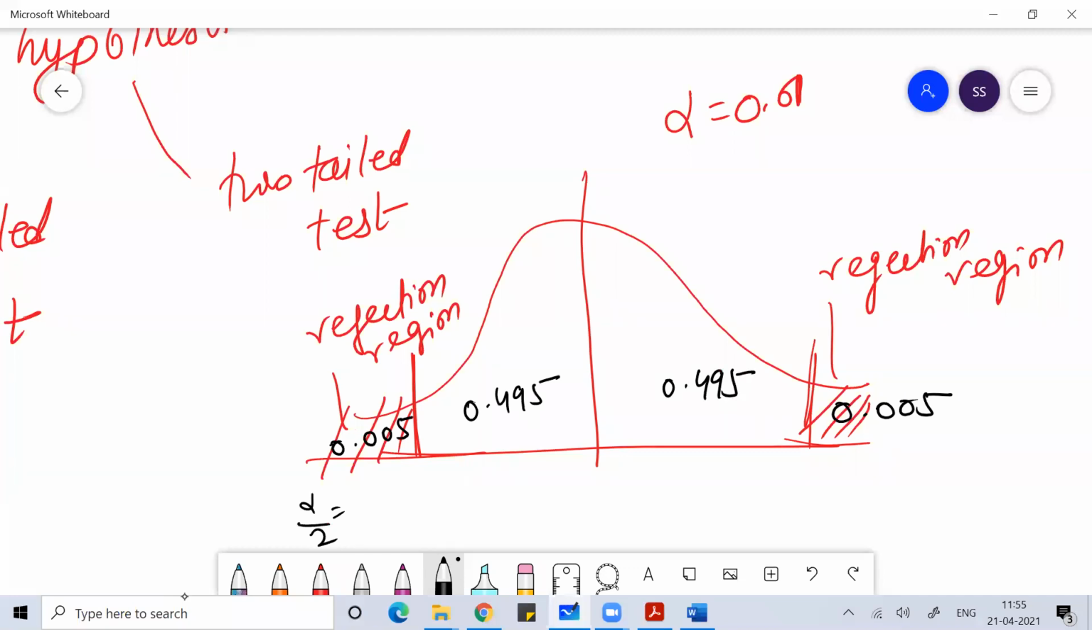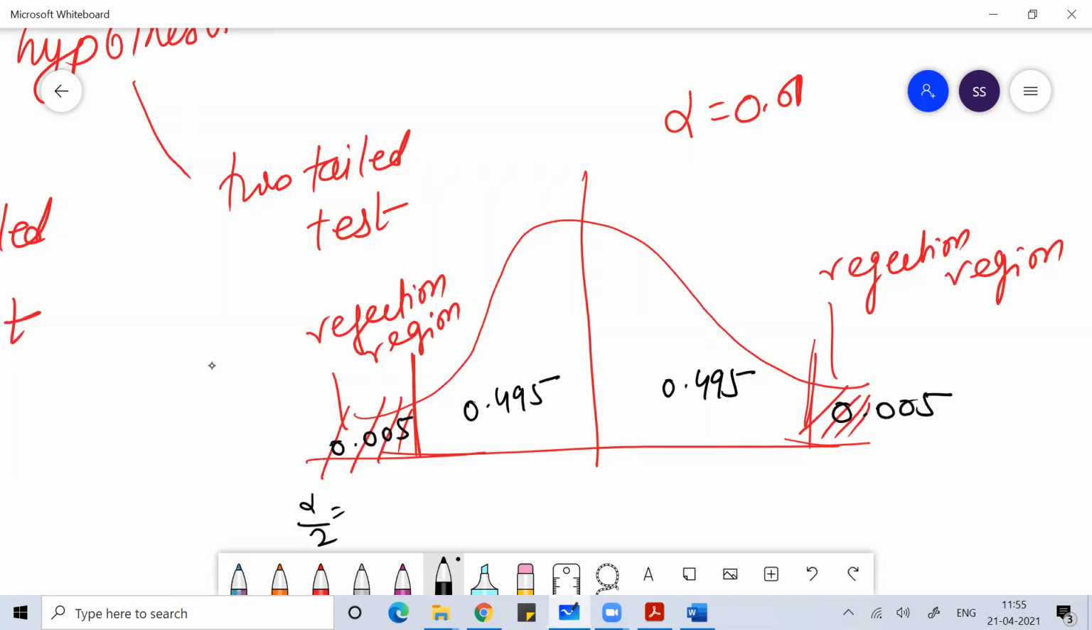I hope you remember, I told you in the past when we were talking about the normal distribution curve that the total area of a normal distribution curve is 1, where 50% is the left hand side and 50% is the right hand side.